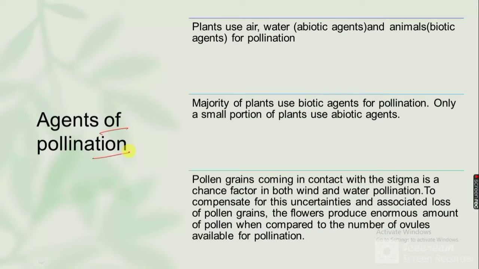Agents of pollination. Plants use air, water, and animals. Air and water are the abiotic agents, whereas animals are the biotic agents which are used for pollination by plants. Majority of plants use biotic agents for pollination, only a small portion use abiotic agents. Pollen grains coming in contact with stigma is a chance factor in both wind and water pollination. If they come in contact with the stigma, there will be pollination. Otherwise, there is no chance of pollination to occur in case of wind and water.